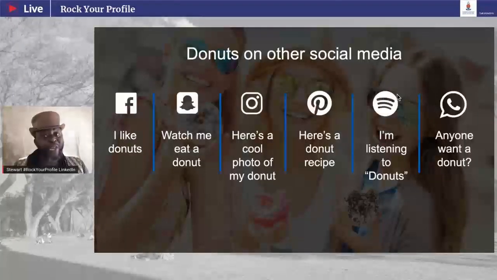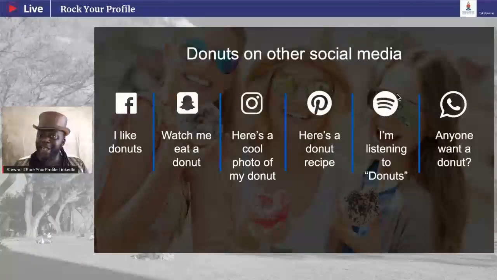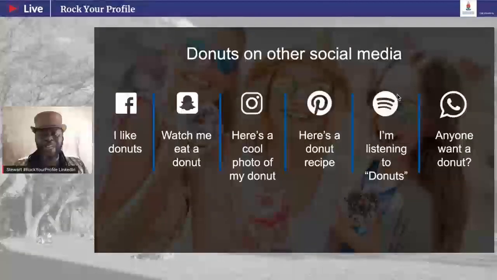You might share it with your friends on Facebook. You might let people watch you eat a donut on Snapchat. You might even share donut recipes on platforms like Pinterest. But how does this differ when it comes to LinkedIn? Because after all, a lot of us look at LinkedIn as a social media platform. But what is the difference? The difference is LinkedIn is your professional network.